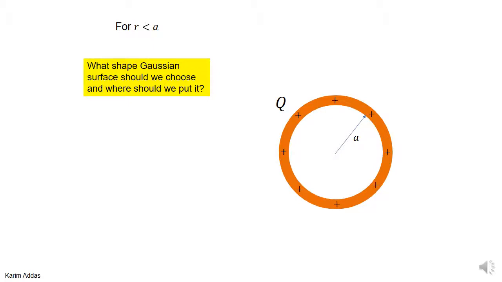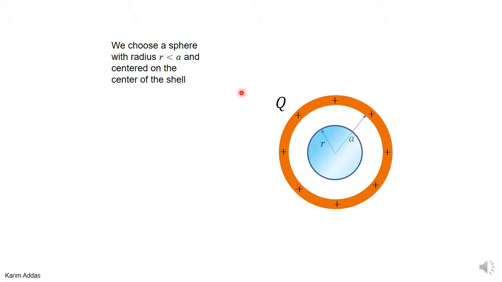The interesting part, and the surprising part maybe, is what the electric field value is inside the shell. So if you have r here at this point, for instance, or at any point inside the shell where r is less than a, what would the electric field look like? First, what shape of Gaussian surface would you choose?